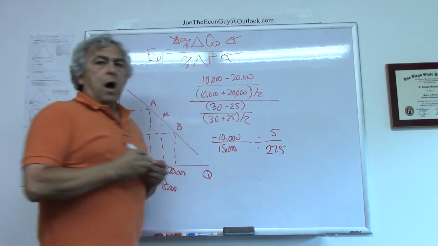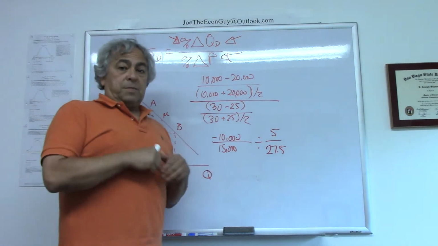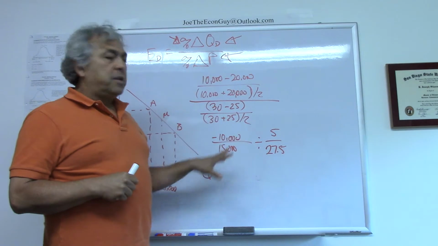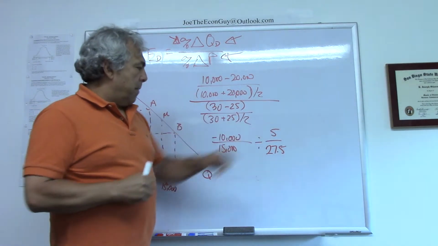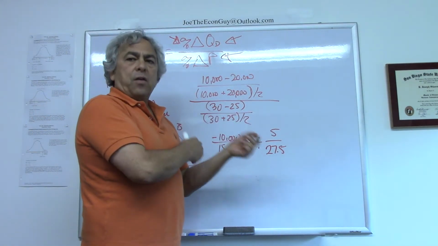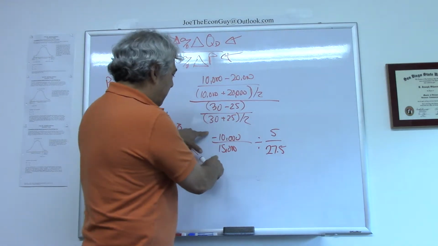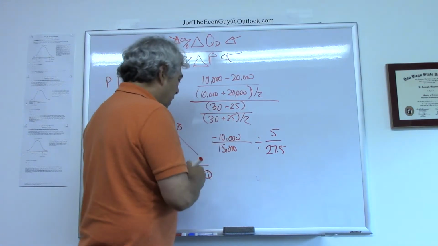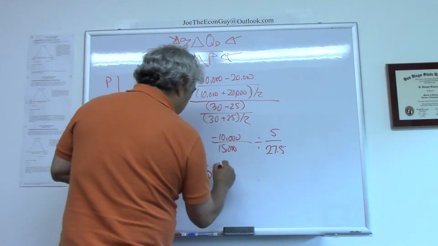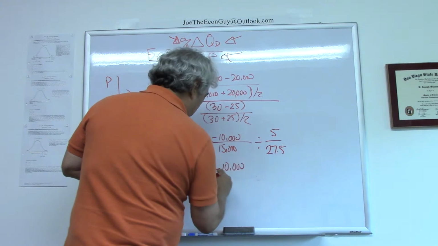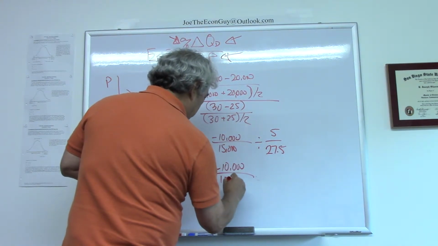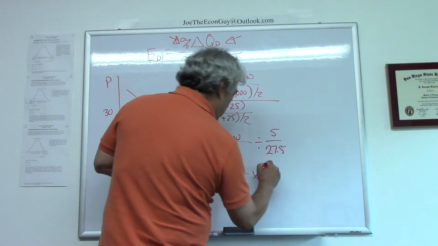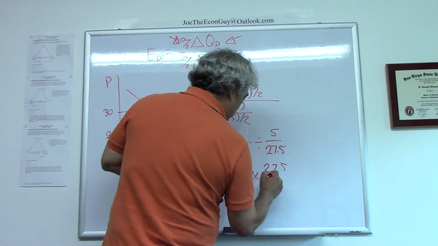Okay, now a lot of you, if it's been a while, may not remember how to go about solving a complex fraction. What we need to do is take this fraction and invert and multiply, right? We're going to leave this portion alone, the minus 10,000 divided by 15,000. So I'm just going to go ahead and rewrite that, minus 10,000 over 15,000, and then we're going to multiply this by 27.5 over 5.